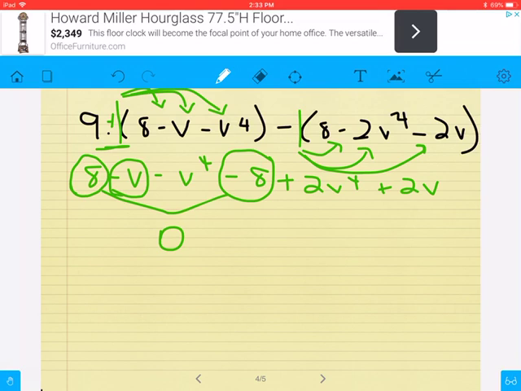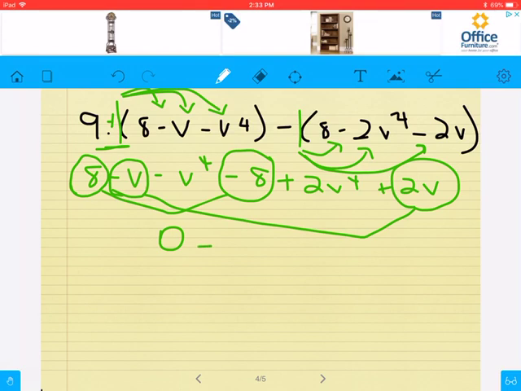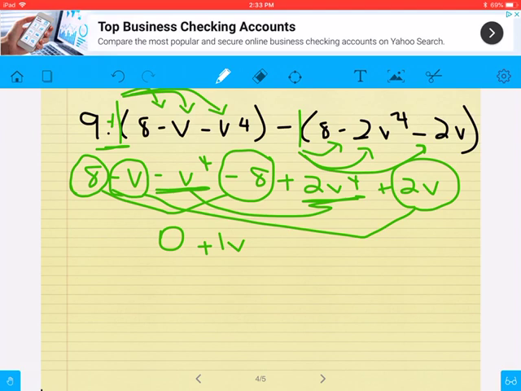This negative v is like this 2v. So negative v plus 2v is going to give me a positive 1v, which we can just write as a v. And then our last terms, we've got this negative v to the 4th, and we're going to be combining it with this positive 2v to the 4th, which again is going to give us a positive 1v to the 4th. That's going to be the outcome of that.